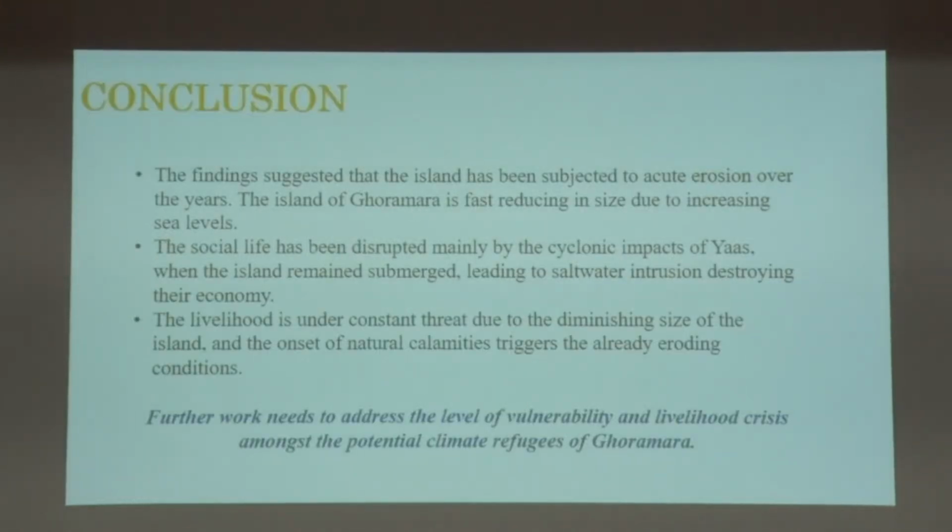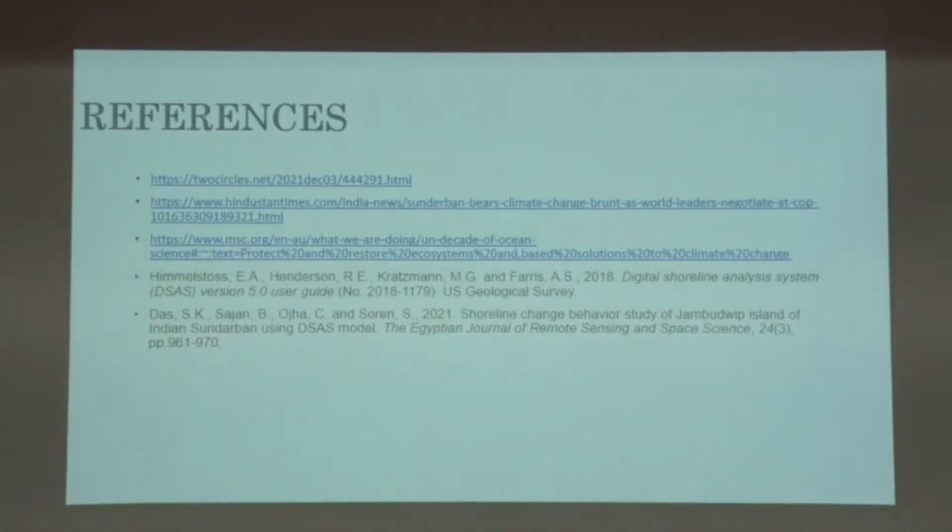So to conclude, the findings suggested that the island has been subjected to acute erosion over the years. The island of Ghoramara is fast reducing in size due to increasing sea levels. The livelihood is under constant threat due to the diminishing size of the island, and the onset of natural calamities triggers the already eroding condition. Further work needs to address the level of vulnerability and livelihood crisis amongst the potential climate refugees of Ghoramara. These are my references. Thank you.